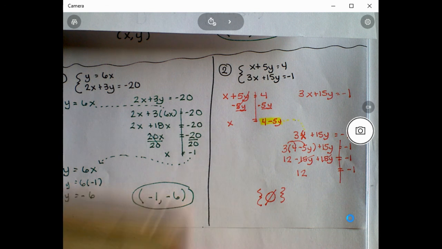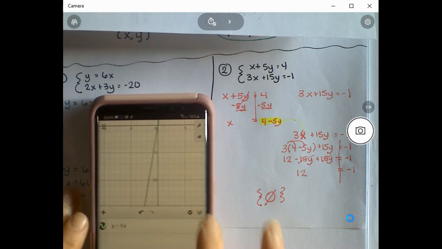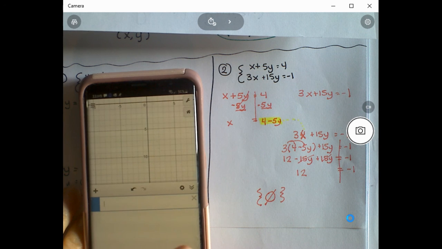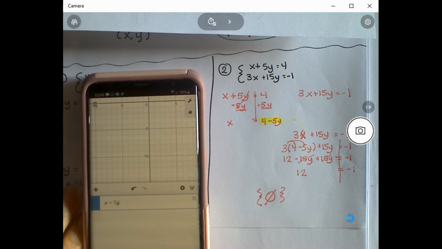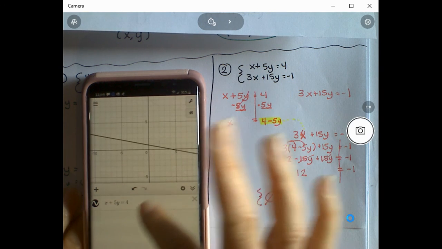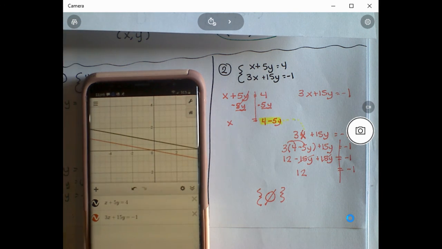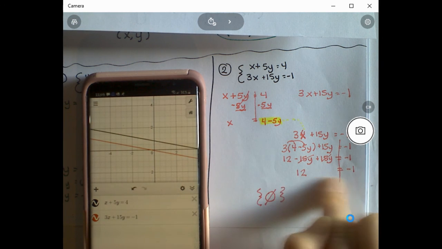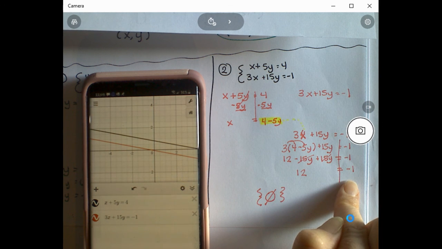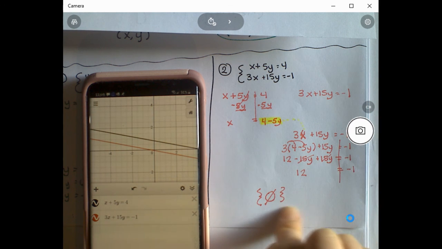So let's take a look in Desmos so you can see how that really looks. x plus 5y equals 4. Okay, you can kind of see it up there. Second equation, 3x plus 15y equals negative 1. Do you see how those are parallel lines? That's why this comes out that way. It's so weird, but that's why. Okay, and that means there are no solutions to this system of equations.